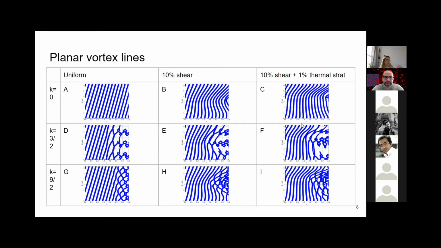So these are the planar vortex lines. So if we cut the vortex along the top and flatten them out, this is what it looks like. So for our unperturbed case, with uniform flow, all of our vortex lines are parallel to each other. And then when we have the shear, you can see that the vortex lines are being squashed closer together along the bottom, and they're spacing out more along the top. So that's here and here. And then you can see a bit more clearly how the thermal stratification is actually changing the structure of the vortex lines.